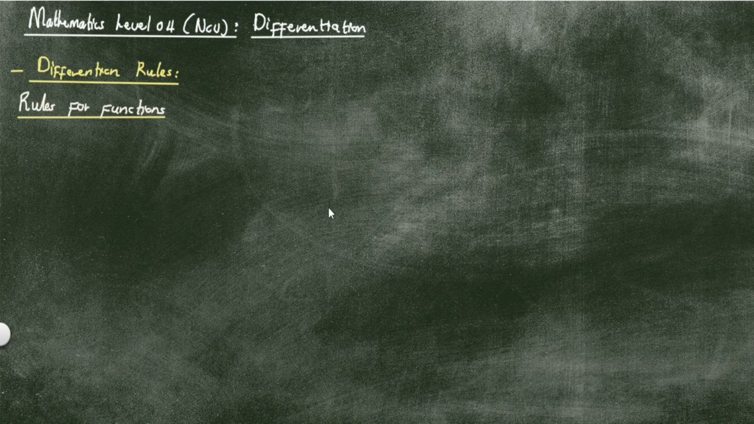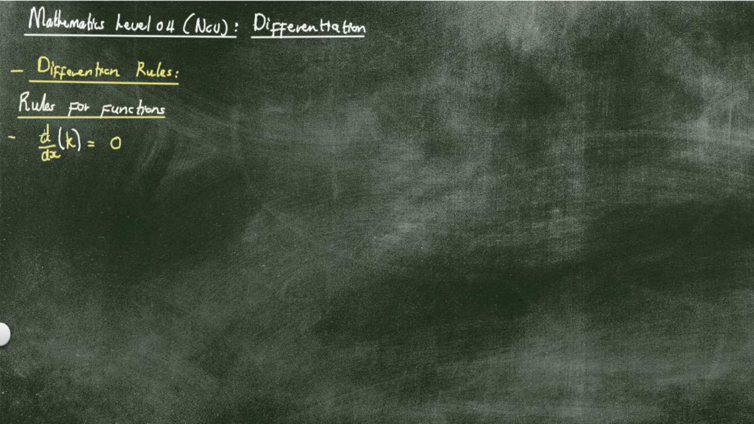Differentiation rules. Let's start with the rules for functions as individual, right? The individual functions. I'm going to show you how to differentiate each and every function. Let's begin our conversation. The derivative of a constant.